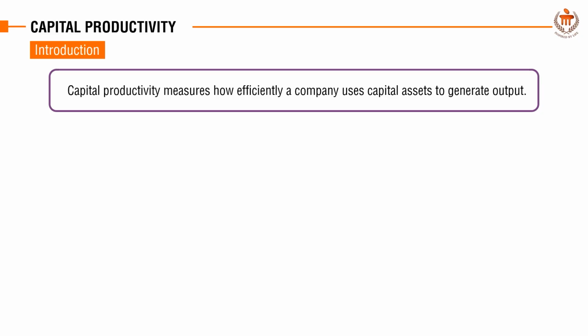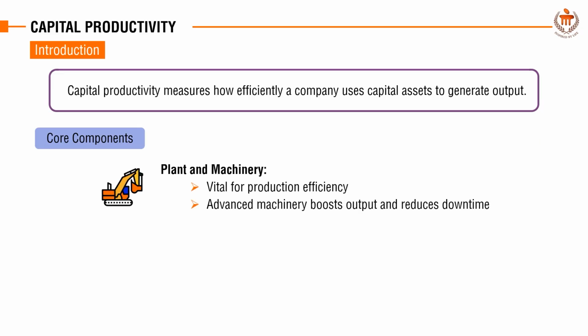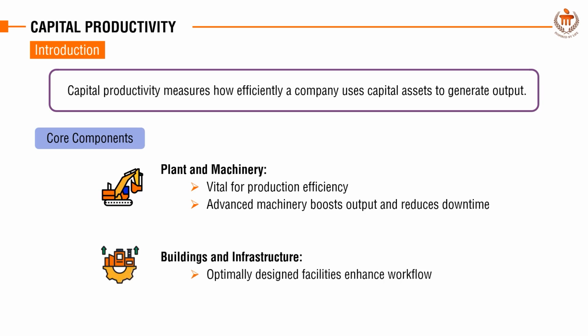Capital productivity measures how effectively a company utilizes its capital assets to generate output in manufacturing. The components include capital deployed in plant and machinery, which are vital for production efficiency. For example, a factory may invest in advanced machinery that increases output while reducing downtime. Additionally, the buildings where production takes place must be optimally designed to enhance workflow.